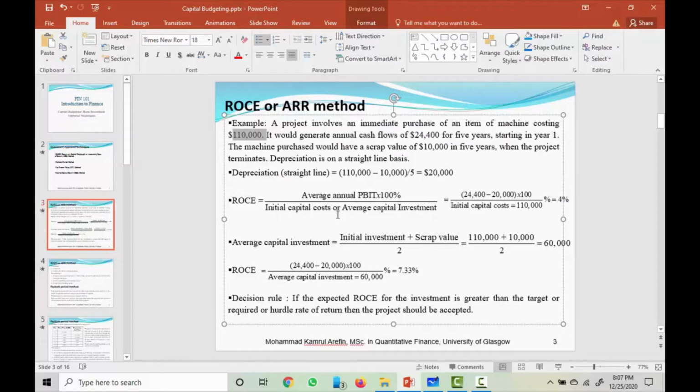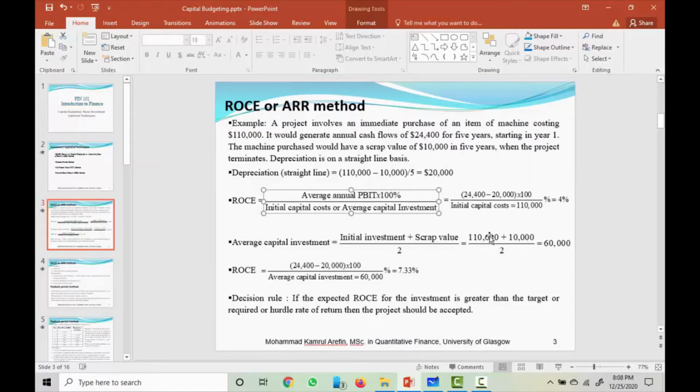And then some people use average capital investment in the denominator of this formula. So how should we calculate average capital investment in that case? At the beginning of the project, the initial investment amount is 110,000, and at the end of the project, we are getting a scrap value of $10,000. So the capital we are left with is only $10,000.